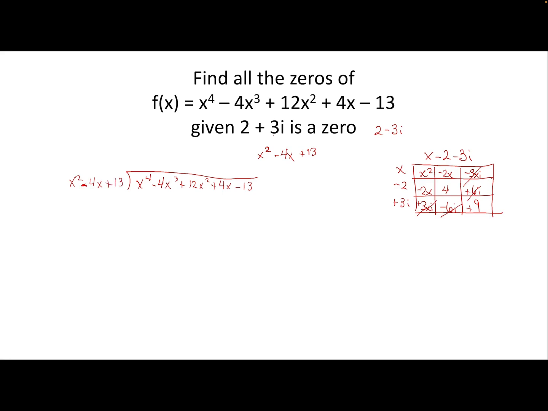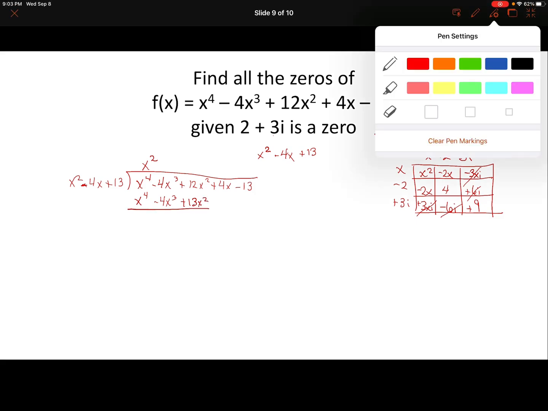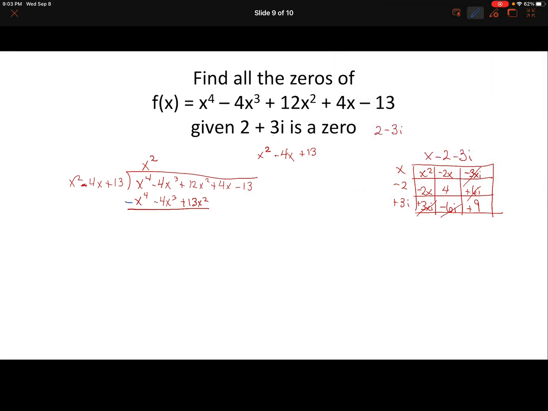So we ask ourselves, what do we have to multiply x squared by to get x to the 4th? And the answer is x squared. So we multiply it out, x to the 4th. Negative 4 times x squared is a negative 4x cubed. 13 times x squared will be a positive 13x squared. And then it's a good idea to grab your other new color and change all of your signs. And now we're back to subtracting. x to the 4th minus x to the 4th is a zero pair, another zero pair.